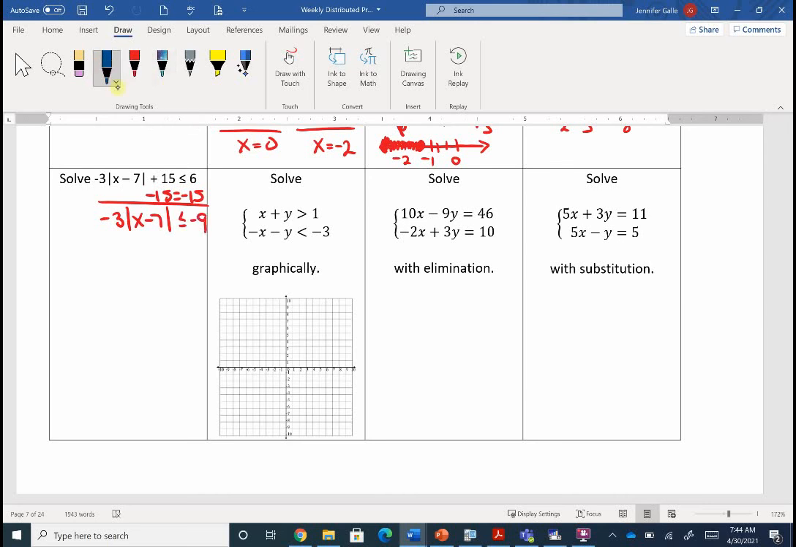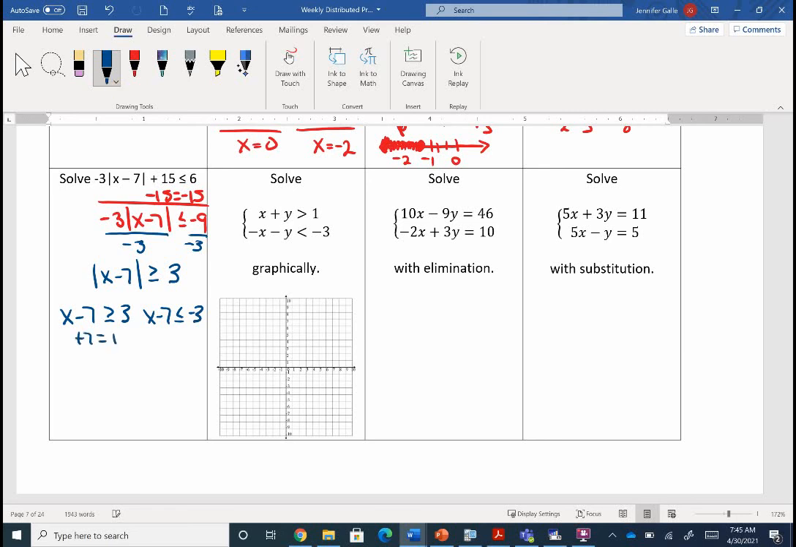Same as we saw earlier, I cannot distribute the -3. Instead, to undo the multiplication, I have to divide by -3. So I have the absolute value of x minus 7. Now I divided by a negative, so I have to flip my inequality, is greater than or equal to +3. Now I have to do my 2 separate cases. So I'm going to have x minus 7 is greater than or equal to 3. And then x minus 7, I have to flip my inequality, less than or equal to -3.